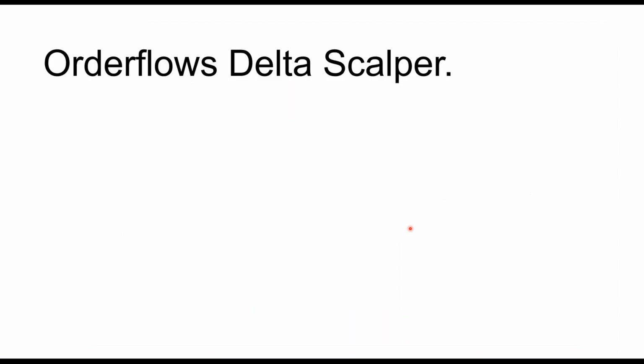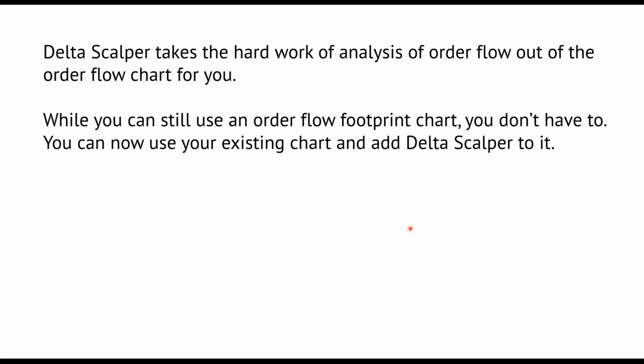All right, so now I want to get into the Delta Scalper. Now, the Delta Scalper runs on NinjaTrader 8, but it takes the hard work of analysis of order flow out of the order flow chart for you, right? And it puts it on a normal bar chart. Now, if you still like to use a footprint chart, you can, but you don't have to.